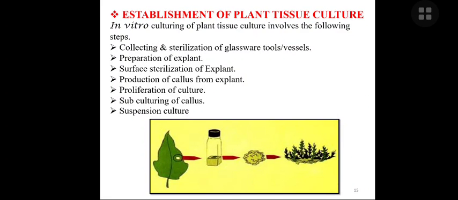For the establishment, we need collection and sterilization of glassware, tools and vessels, preparation of the explant, and surface sterilization of the explant. The explant is the tissue or the part of the plant that is cut off from the parent plant for tissue culture. So this explant should be sterilized before it is cut into pieces and implanted into a culture medium. Then production of callus from the explant, proliferation of the culture, subculturing of callus, and suspension culture. So these are the steps involved in plant tissue culture. We will see them in detail.